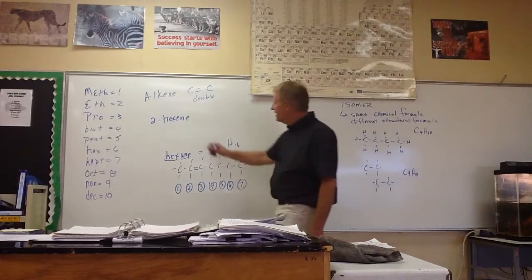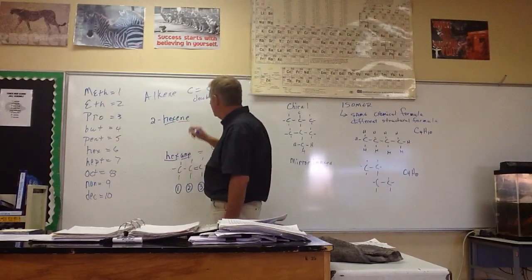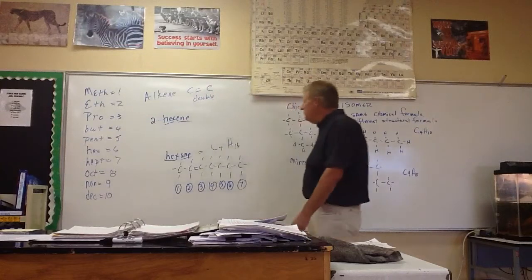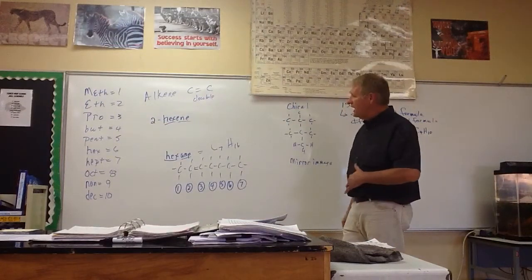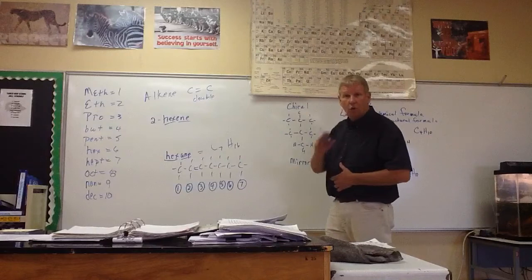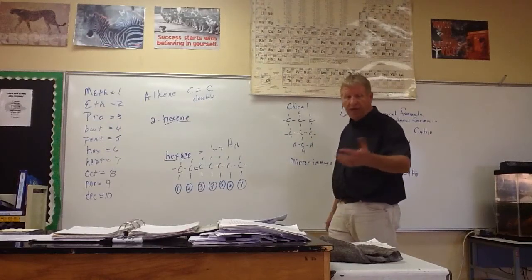See, what is hex? Hex is 7. Ene. All right, what does ene mean? Ene means that there's a double bond. Now, can I have more than one double bond? Now let's go back though. We got to do something else, don't we?